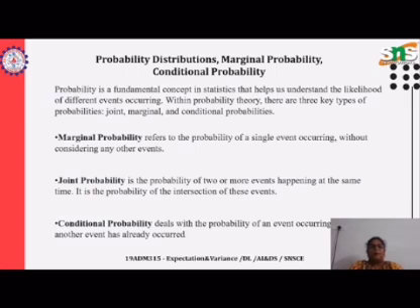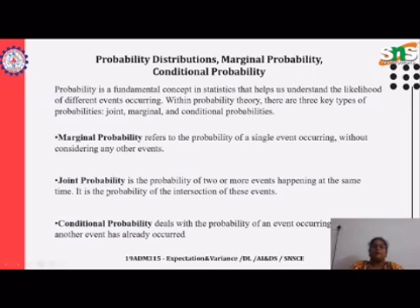First, marginal probability refers to the probability of a single event occurring. First I'll explain the definition, then we'll go into detail in the coming slides. Marginal probability refers to the probability of a single event occurring, only one event without considering any other event. We will not consider other events. It only refers to the probability of a single event.